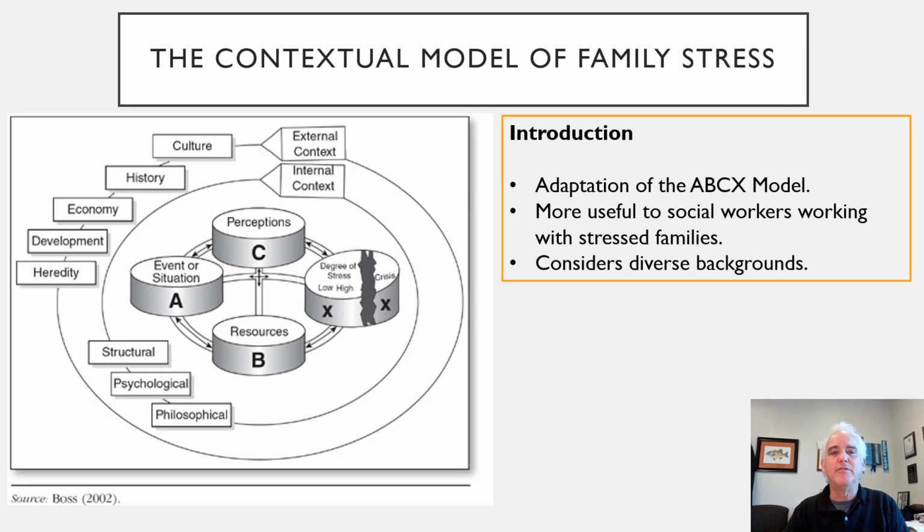So the contextual model of family stress is essentially an adaptation of the ABCX model that we've studied ad infinitum. We've gone over and over and over in this class, and by now it's been drilled into you. So they've taken some pieces and parts of the skeleton of the ABCX model and built in some new capacity, some new ideas. This is really useful to social workers who are working with distressed families, and we will find a lot of them. Another element of this is it tries to incorporate diverse backgrounds.